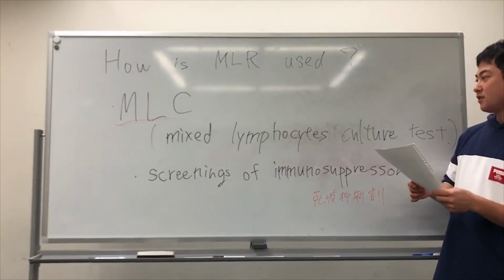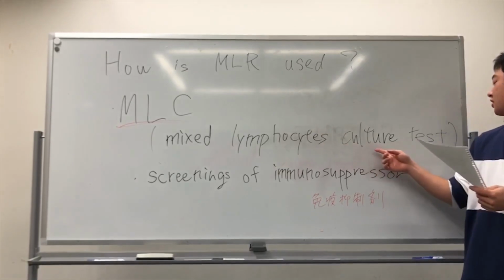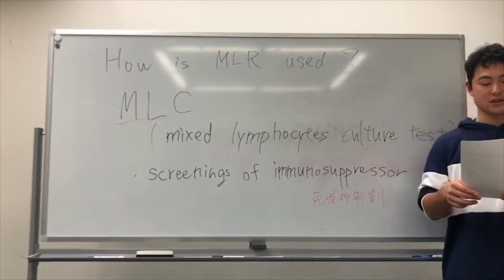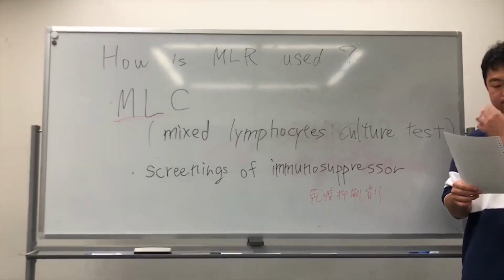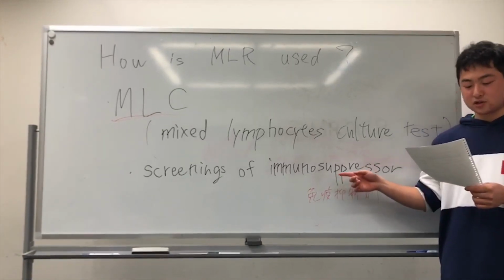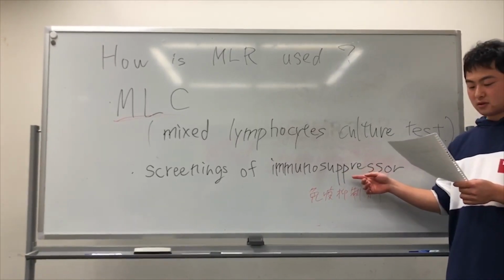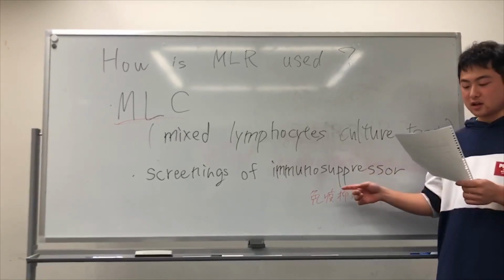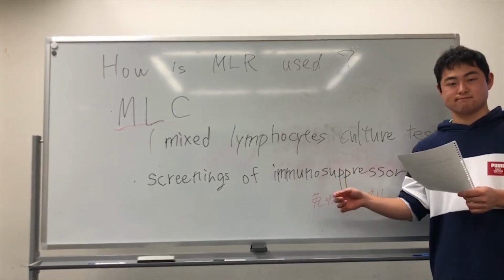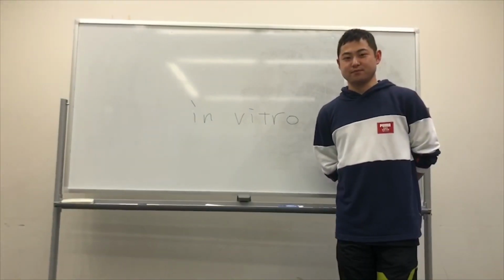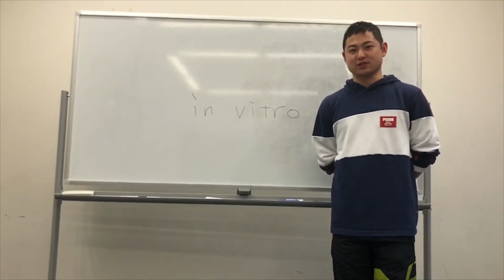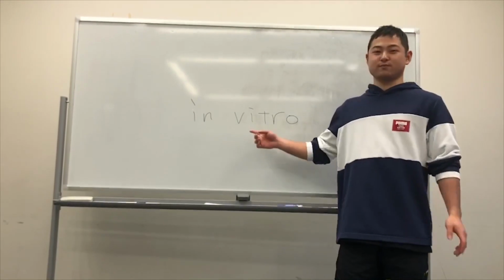MLC, mixed lymphocytes culture test, has been used to find the mechanisms of graft rejection. Immunosuppressor can suppress the immune reaction in MLC, so it is used as a screening of immunosuppressor. MLC is used to reproduce and expect immune response against the graft in vitro.